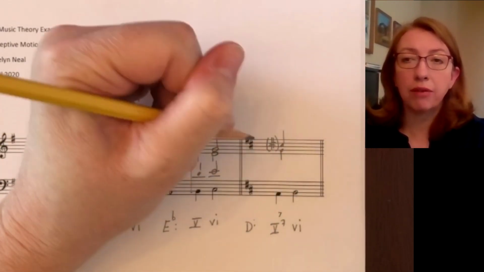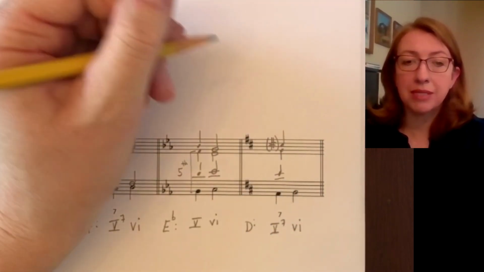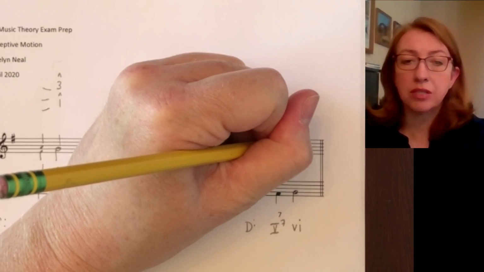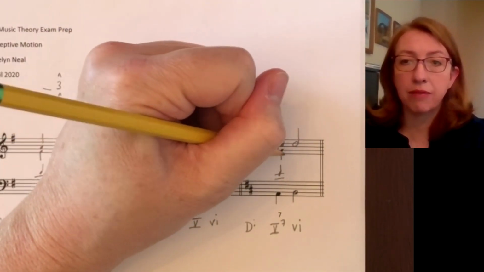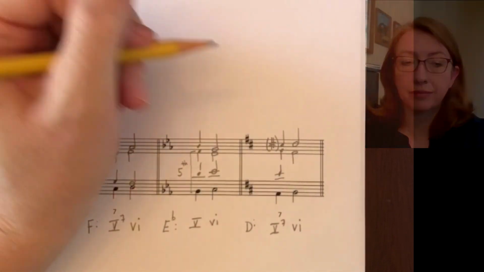Leading tones in outer voices must go up. So my soprano C sharp must go up to D. My alto G, which is the chordal 7th, must go down to F sharp. And I'm going to take my tenor down to D as well.